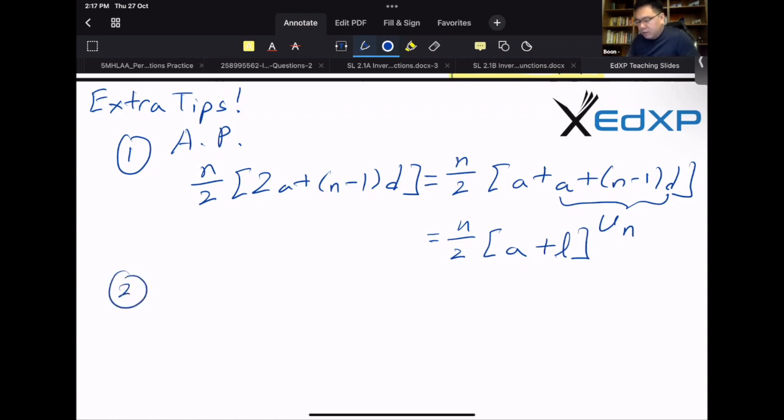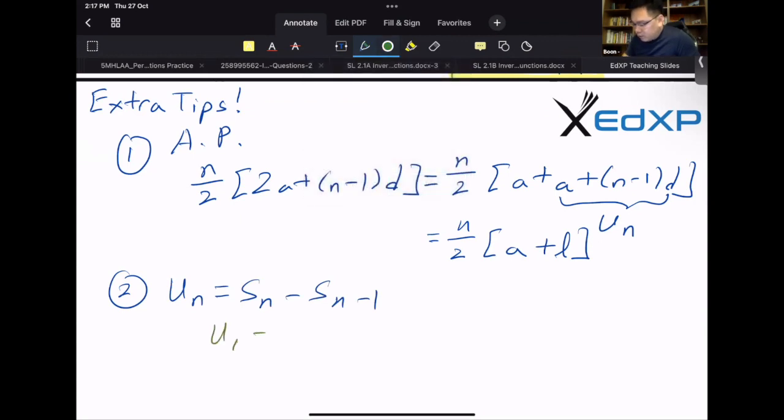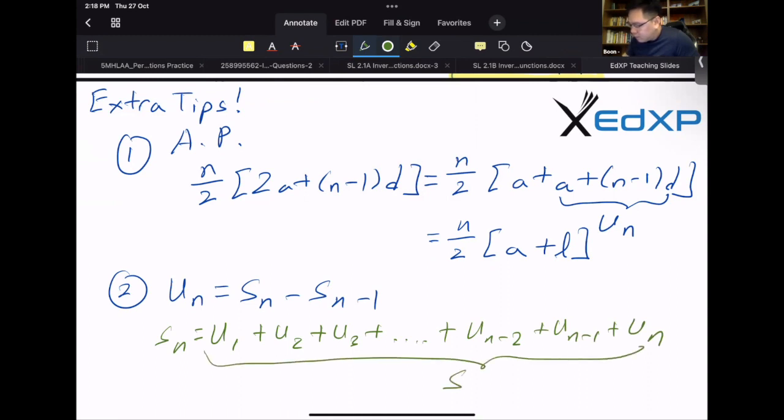Some other common formulas that may not be present in the formula sheet: if we think about it, un is actually Sn minus S(n minus 1). Why is this so? If I add many terms, all the way to Sn, for example, this is Sn, and when I subtract S(n minus 1), I'm left with the un term.